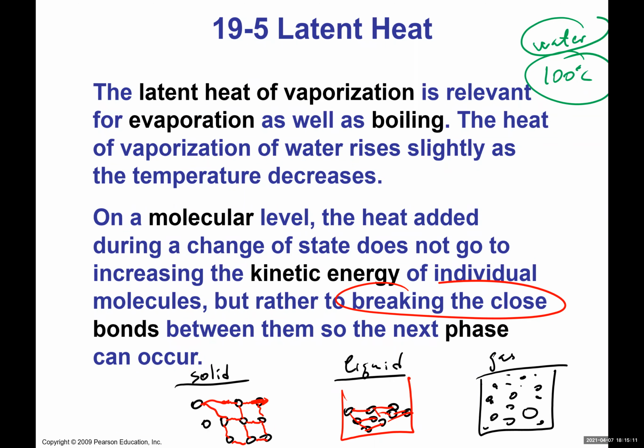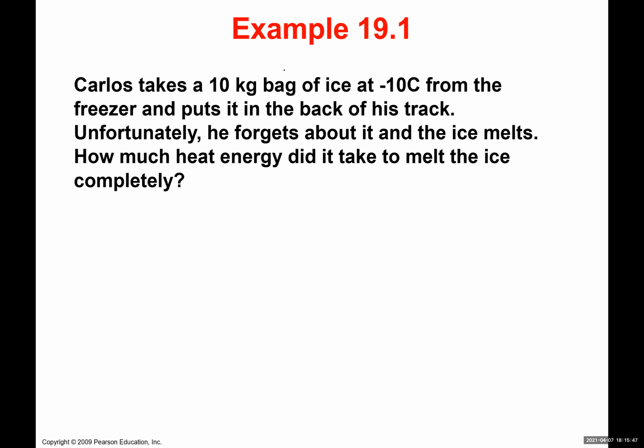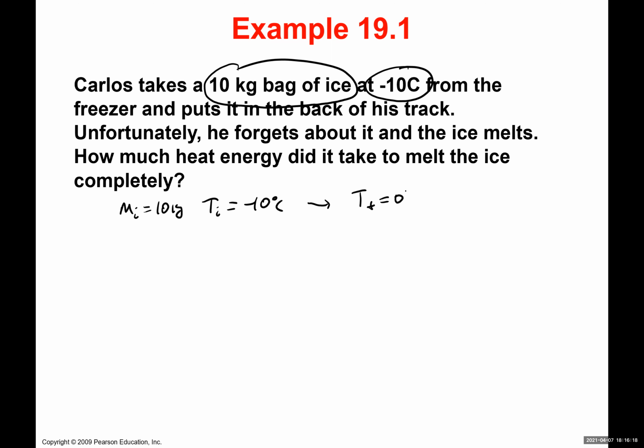Okay, so what we have is this. We don't care about Carlos, but what we're interested in is the bag of ice. So we have 10 kilograms of ice at an initial temperature of negative 10 degrees Celsius. That means we're given the mass of ice, which is 10 kilograms, and the initial temperature of negative 10 degrees Celsius. Then it says he forgets about it, and the ice melts. That indicates the final temperature: remember, ice can only melt at 0 degrees Celsius.